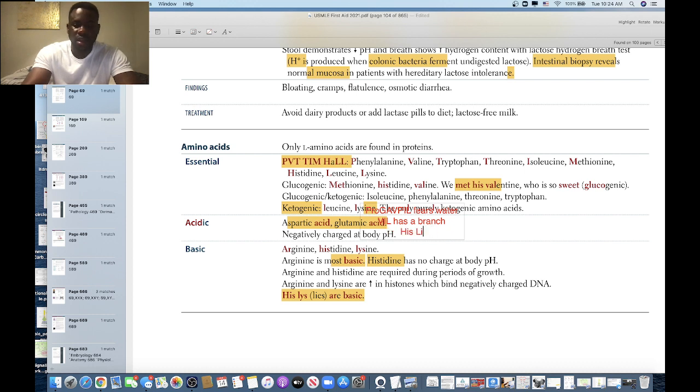Or let's write it: his lies are basic. And then the last one, because we are going to sing this into a song so that you will remember. That's how I remembered it. And then Leu and Lys, ketones. These are the ketogenic ones. So this is how I remember my mnemonic.